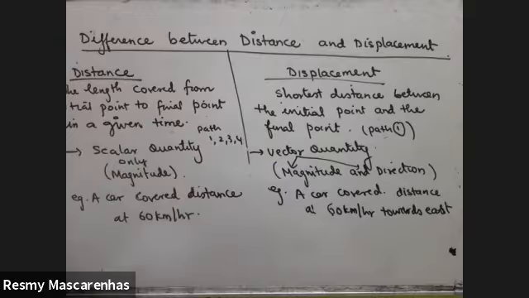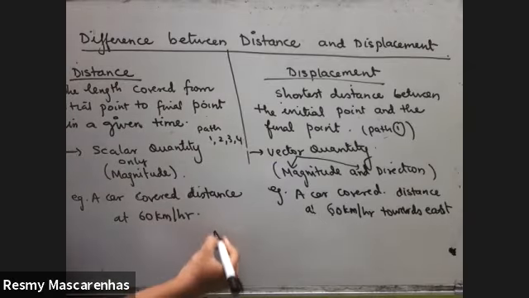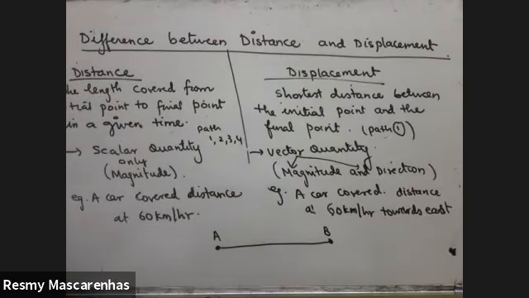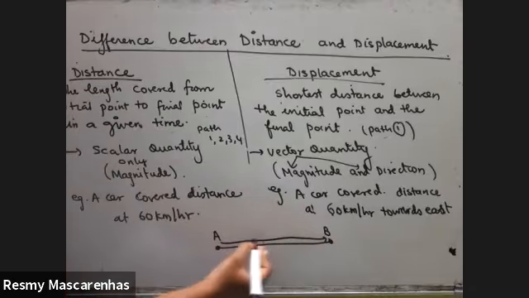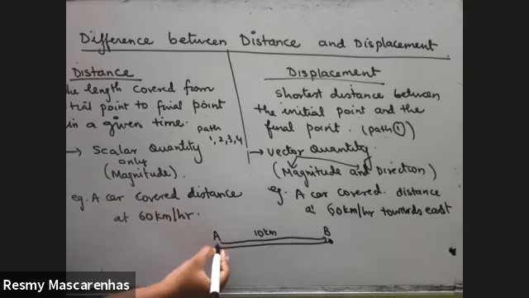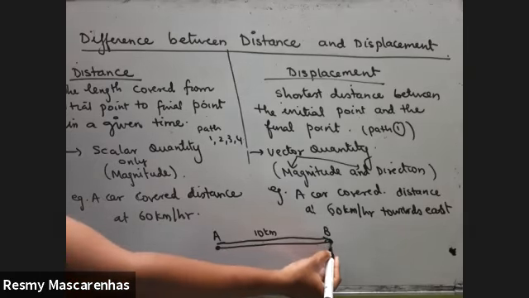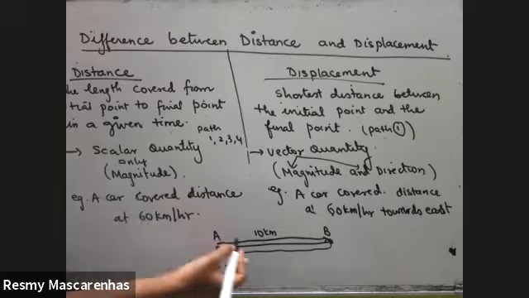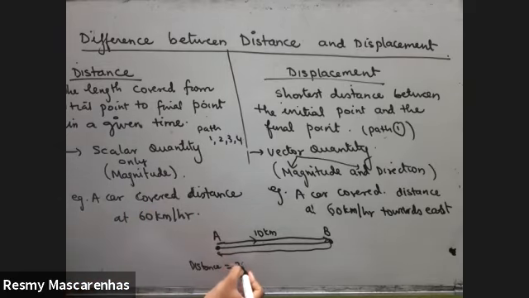Now, just consider this. Suppose this is A, this is B. I am traveling from here to here. Suppose I have traveled 10 kilometers. I went from here to here, and then again I came back home. Can anyone tell me what is the distance I covered? 20 kilometers. Yes, distance would be 20 kilometers. Can anyone tell me what would be the displacement?